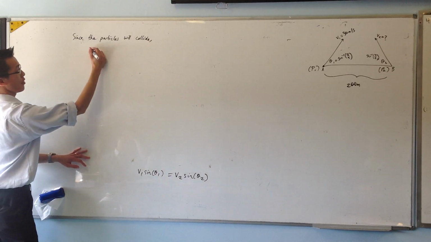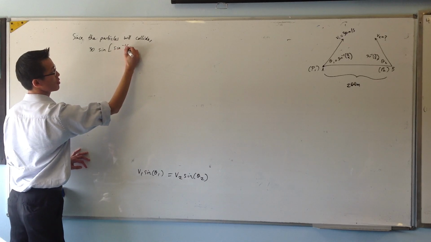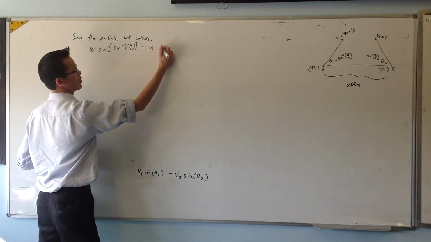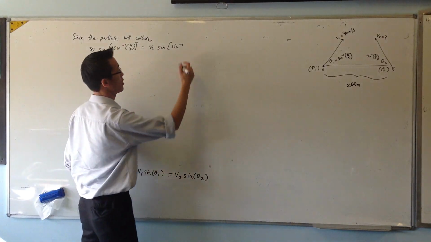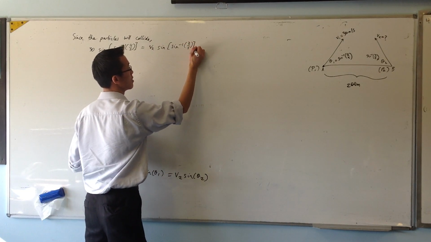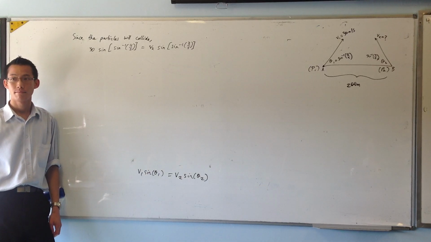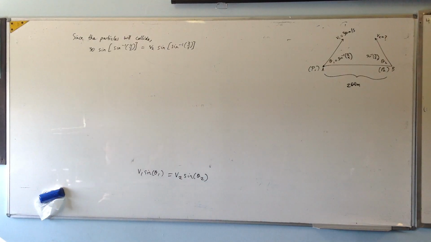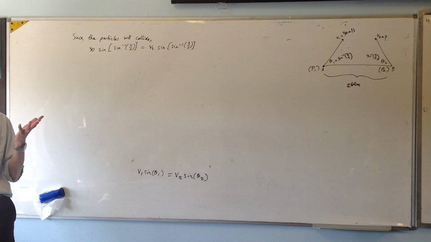So that looks like 30 sine of sine inverse 4 on 5 equals V2, that's my unknown, sine of sine inverse 3 over 5. Okay, yeah. Isn't theta 2 180 minus 9? Okay. No, I don't think so. No? Because just based on what they've said.